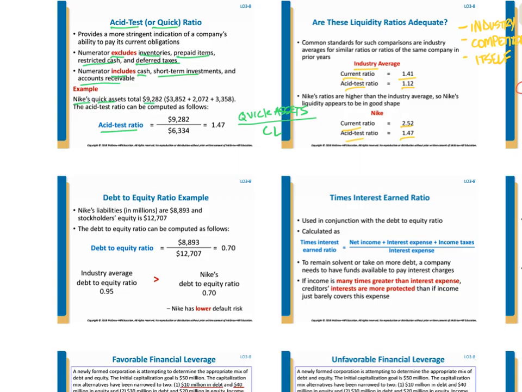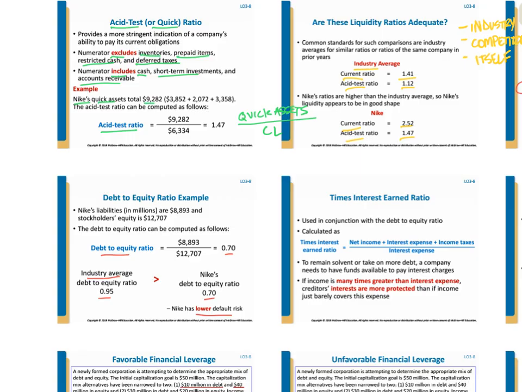Again, looking at the example of Nike, they have a debt-to-equity ratio of 0.7 after pulling that information from the balance sheet. In order to help us put this in context or perspective, we compare that back to the industry average. What we find is the industry average has a 0.95 ratio. Nike's is 0.7, so they have a lower default risk.